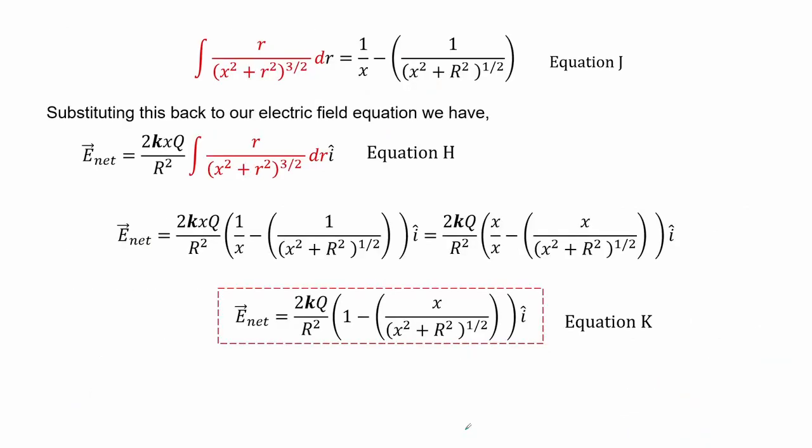We then substitute the solution for the integral back into our equation for the net electric field. So the electric field exerted on point P is given by equation K.